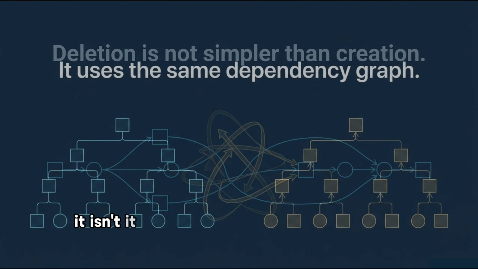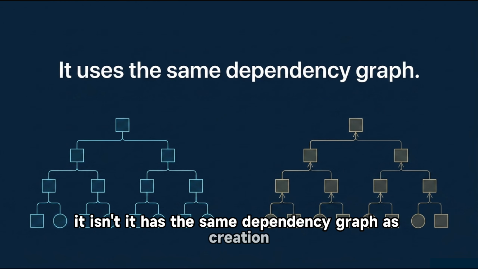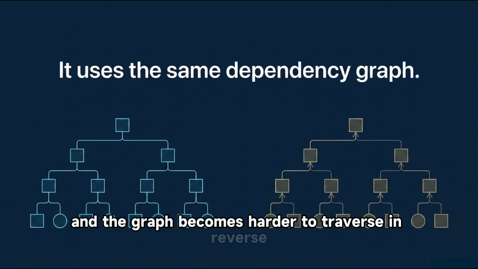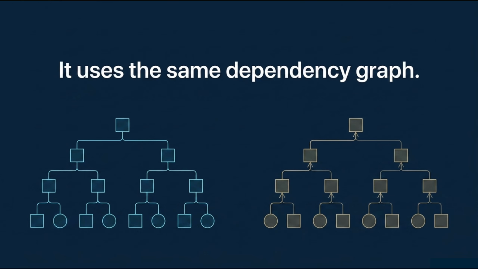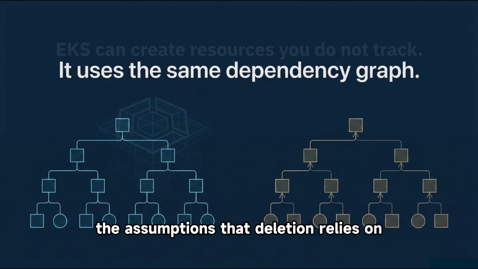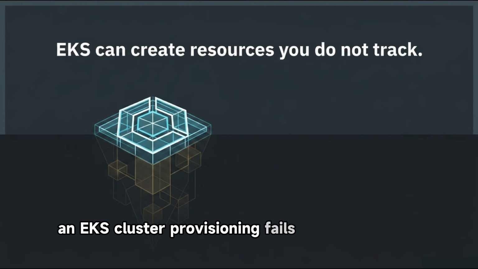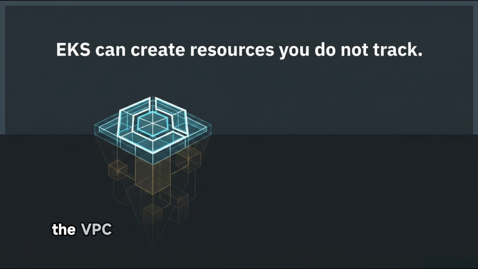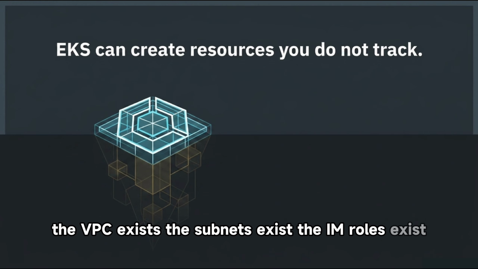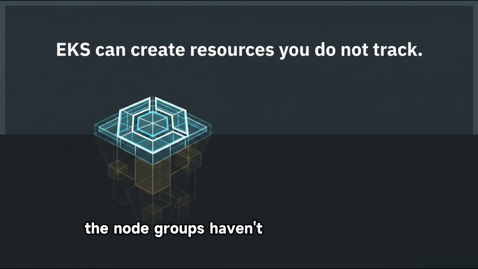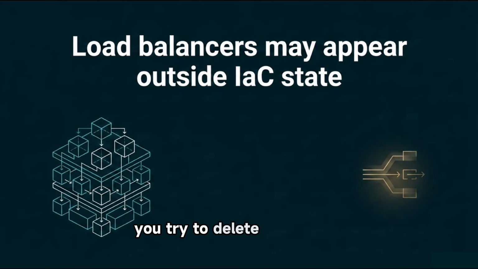It isn't. It has the same dependency graph as creation, but traversed in reverse, and the graph becomes harder to traverse in reverse because partial states break the assumptions that deletion relies on. Here's a concrete example. An EKS cluster provisioning fails halfway through. The VPC exists, the subnets exist, the IAM roles exist, the cluster itself is in a failed state, the node groups haven't been created yet. You try to delete the cluster.